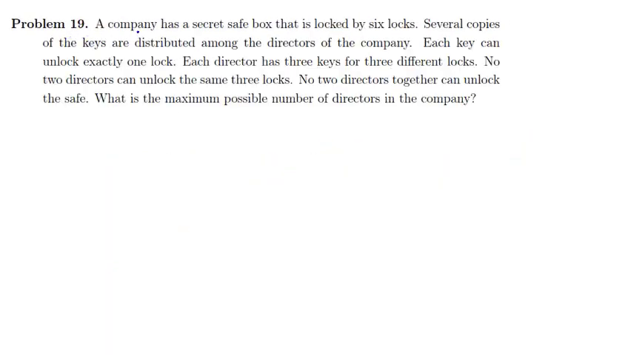Problem number 19, senior. A company has a secret safe box that is locked by 6 locks. Several copies of the keys are distributed among the directors of the company. Each key can unlock exactly 1 lock. So we have 1, 2, 3, 4, 5, 6 locks. Each director has 3 keys for 3 different locks. No 2 directors can unlock the same 3 locks. No 2 directors together can unlock the safe. So, for example, if you have 1, 2, 3, we can't have 4, 5, 6.